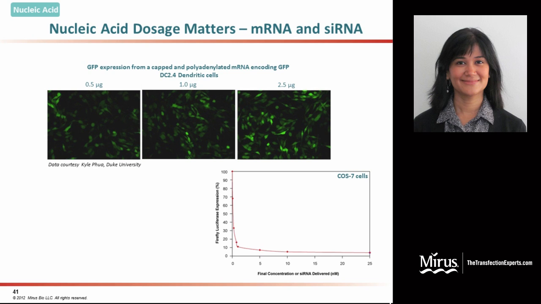The same holds true for siRNA optimization. In the case of siRNA, it's even more critical because higher amounts of siRNA can lead to undesired off-target effects. As shown in the chart here, you can reduce the amount of siRNA to as low as 1 nanomolar to get effective knockdown. This also helps with any fears about off-target effects affecting your experiments.